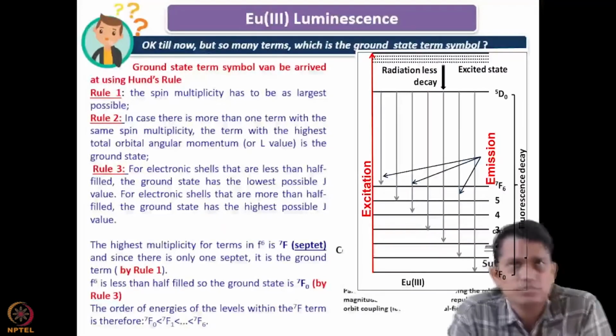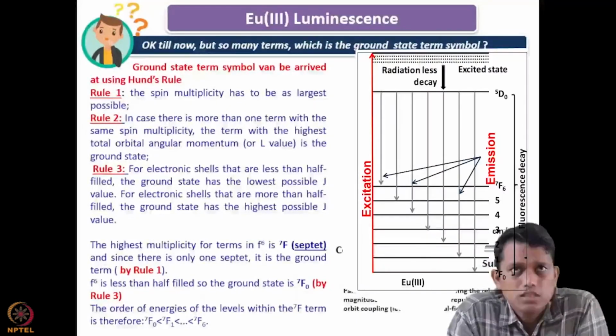So how do we get the ground state term symbol? The ground state term symbol can be easily obtained by Hund's rules. The first thing is that the spin multiplicity should be the largest. If the spin multiplicity is the same for two terms, then you have to look for the orbital angular momentum.